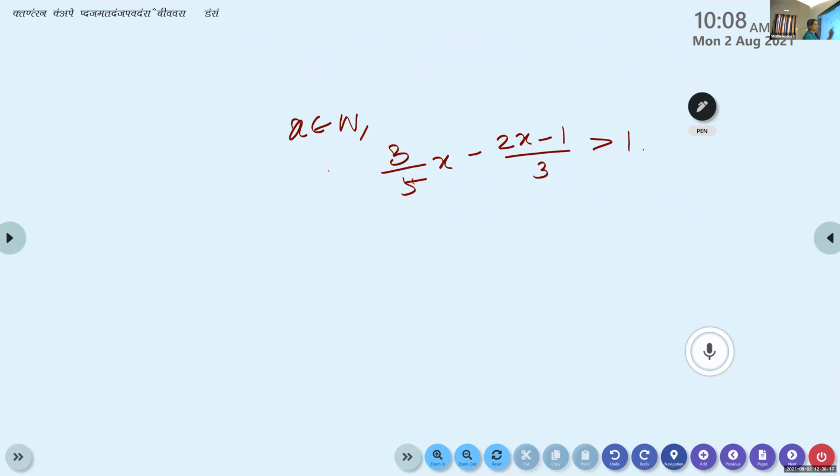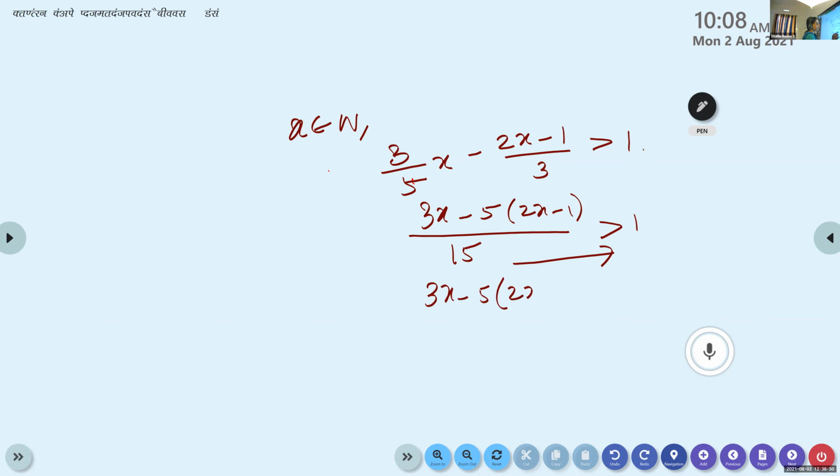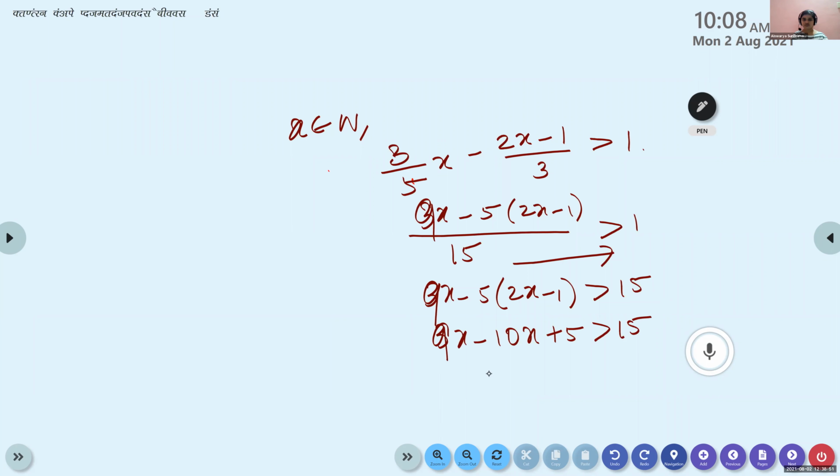So here first we take the LCM. When we take the LCM, we get 3x minus 5 into 2x minus 1 is greater than 1 by 15. If you cross multiply, we get 3x minus 5 into 2x minus 1 is greater than 15. Next step, you open the bracket, 3x minus 10x plus 5 is greater than 15. Ma'am, isn't it 9x minus 10x? Oh, yes, 3 3s are 9. So 9x minus 10x, so we get minus x plus 5 is greater than 15.